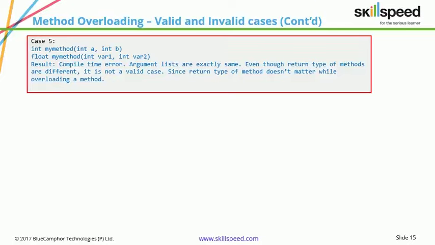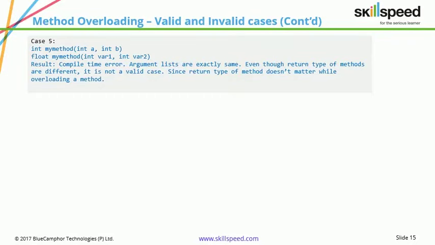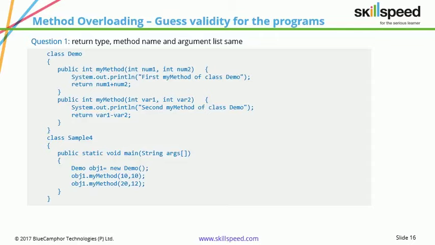This will be a compile time error because the argument lists are exactly the same, even though the return types of the methods are different, so it is not a valid case. Since the return type of a method doesn't matter while overloading, we should not use two different methods with the same set of parameters and same sequence with two different return types. Let us look at two examples for method overloading and guess the validity of these programs.